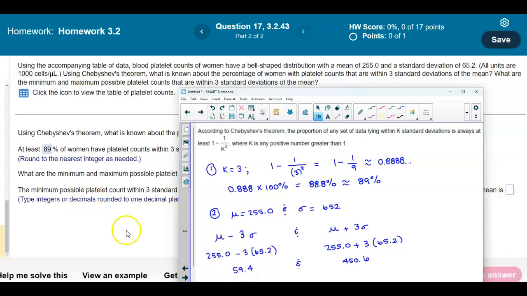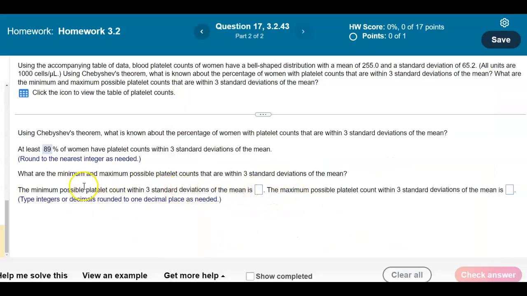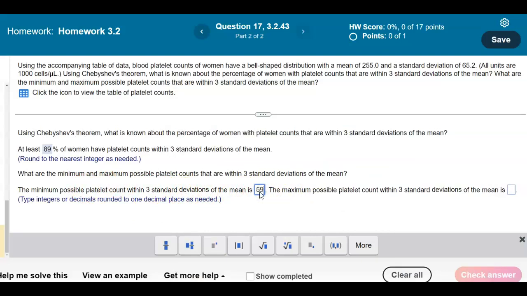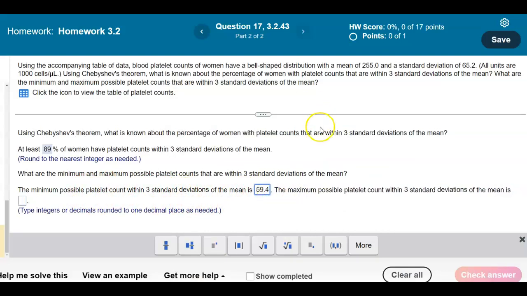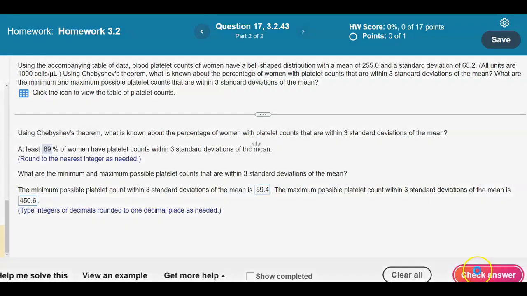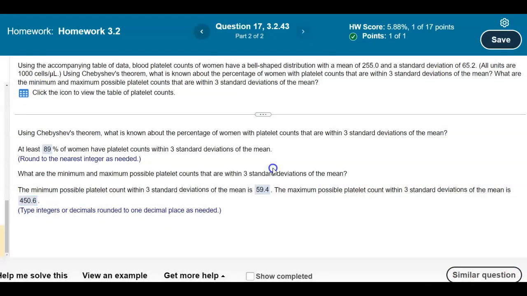So we have 59.4. Okay, so the minimum value is 59.4, and the maximum is 450.6. And again, they asked us to round it to 1 decimal place. Let's check our answer, and there is our result.